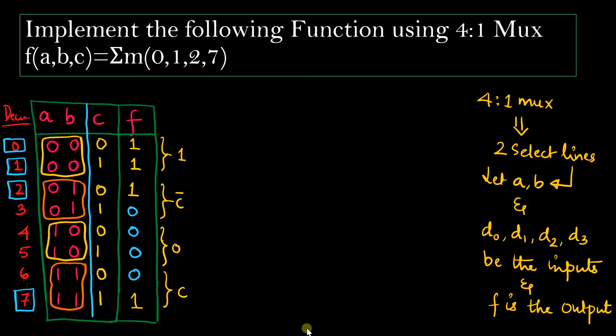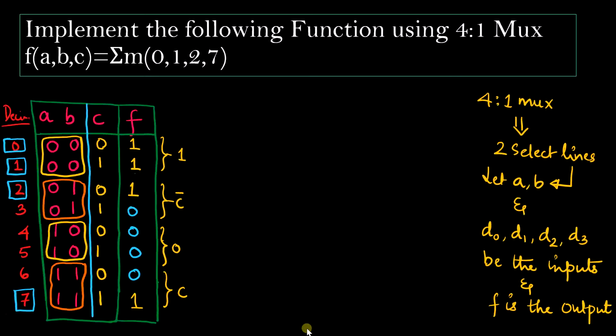So you know that for the decimal notation 0, 1, 2 and 7, which is highlighted in blue color, the output F is supposed to be equal to logic 1. For the remaining, it is supposed to be equal to logic 0. Now if you compare the output and look at the variable C, you can see that for a select line combination of 0, 0, irrespective of the value of C, output F is equal to 1.